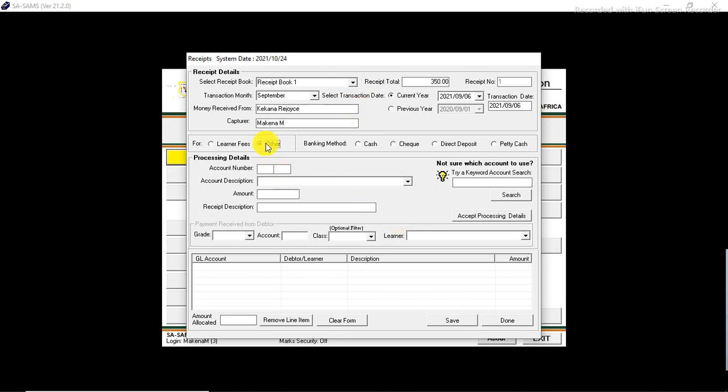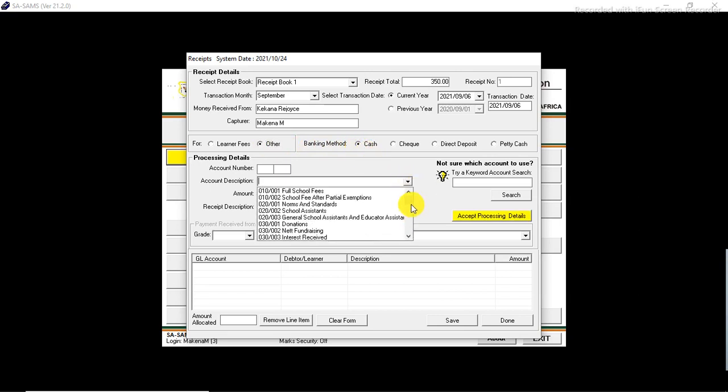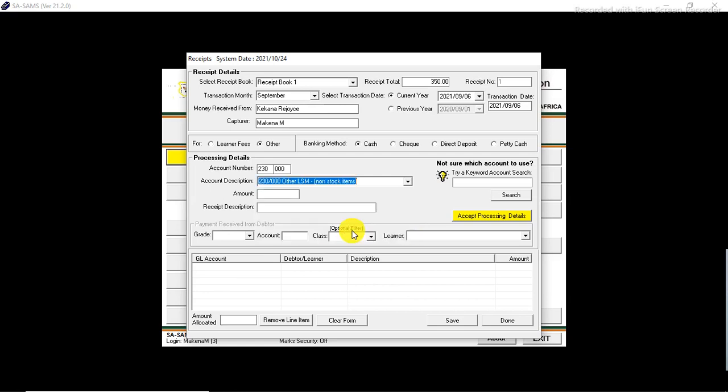And then the learner was paying for other fees. Method cash. And then under which does this income go? We will put it under LTSM other. Colleagues, you may consult your documents on where to put these amounts. But for my practice, I'm going to put it under LSM, Learner Support Material Non-Stock Items. How much is the money? 350. Now in finance, you repeat the amounts which you are entering here so as to make sure.